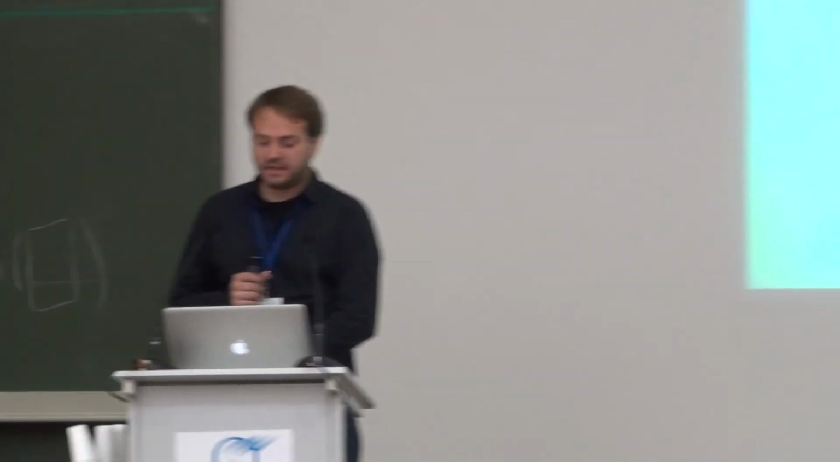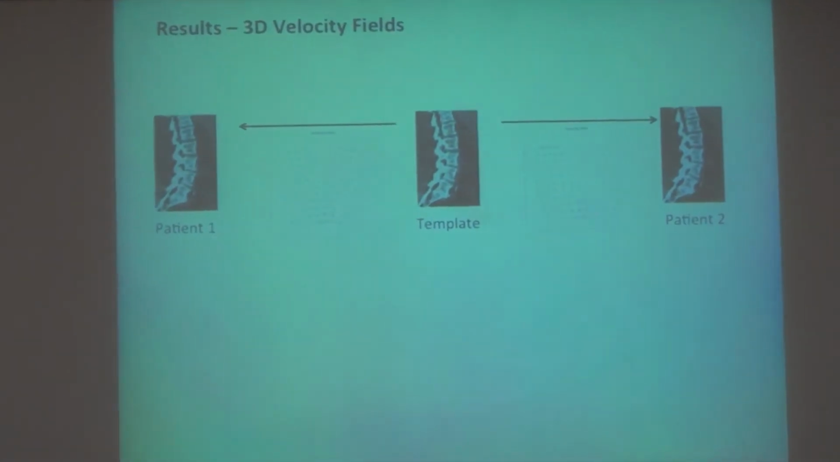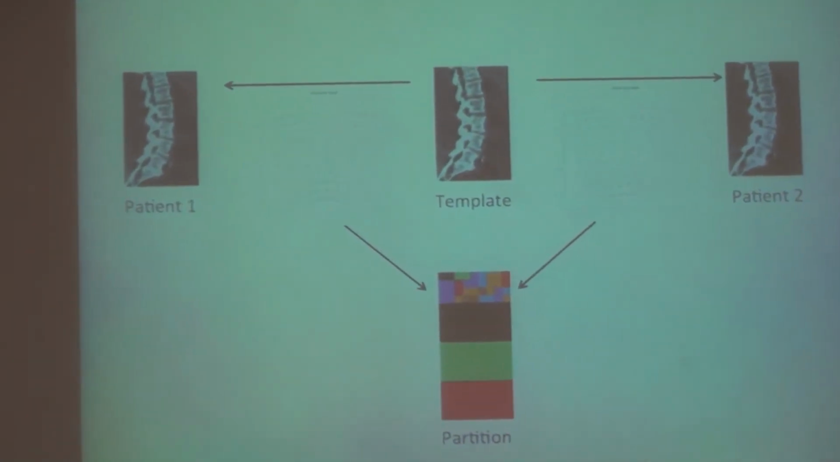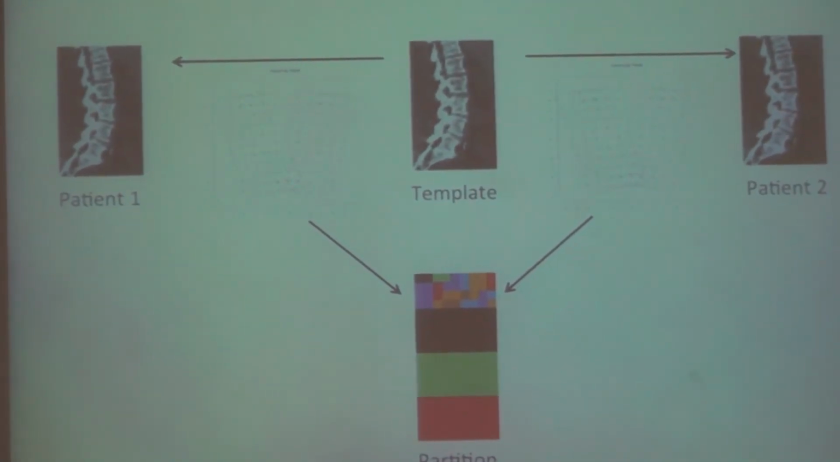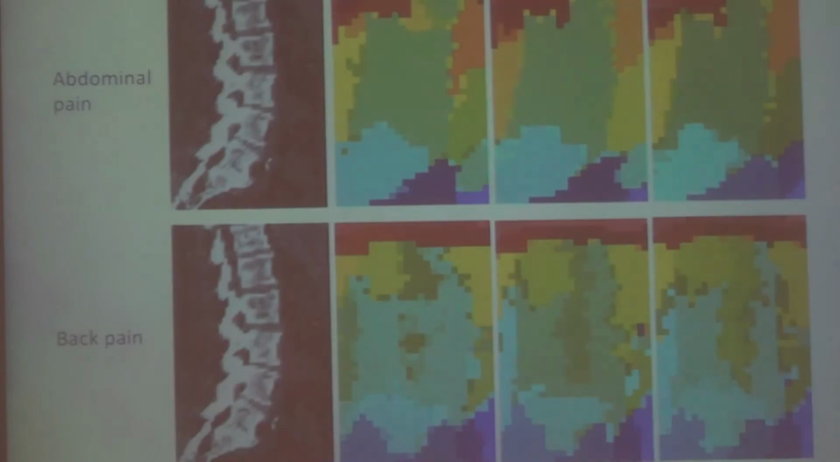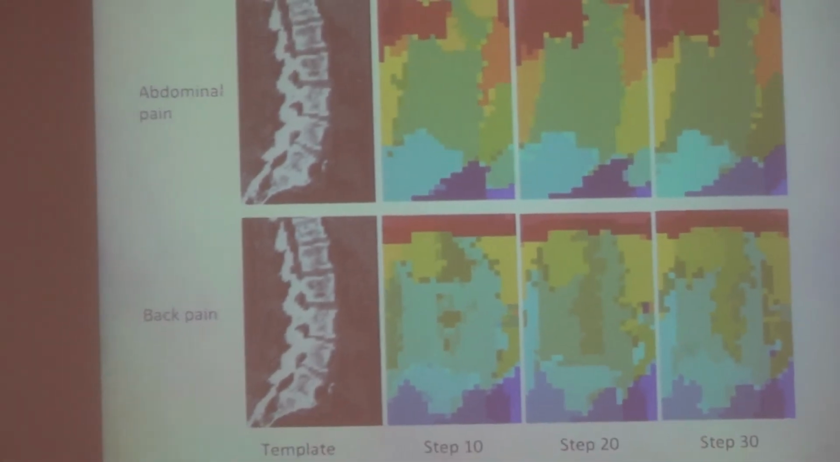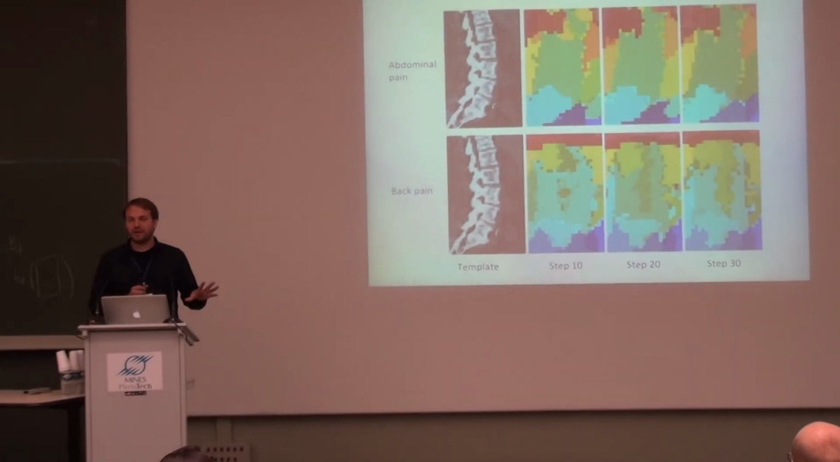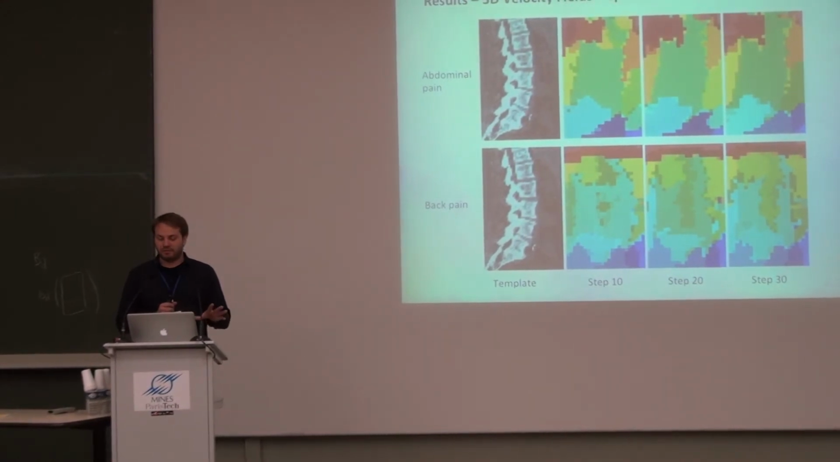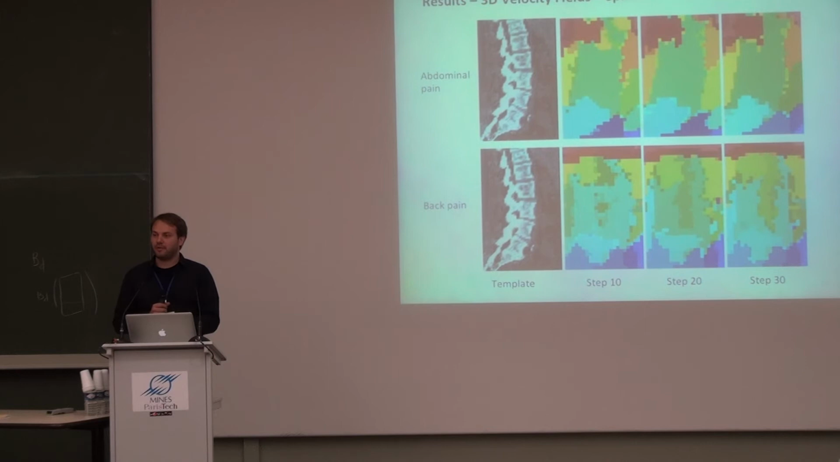Now, of course, at the end, I would like to apply it to real-world images of spines. You see here the template in the middle, as the spine template, and then different patients. So I used the LogDemons registration to obtain velocity vector fields between the template and the patients. And then from this set of velocity vector fields, we'd like to now estimate anatomically meaningful partitions. So I did this for 20 images, each for the abdominal pain group and for the back pain group. And these are the Gibbs sampler posterior samples of the partitions at step 10 and step 20 and step 30.